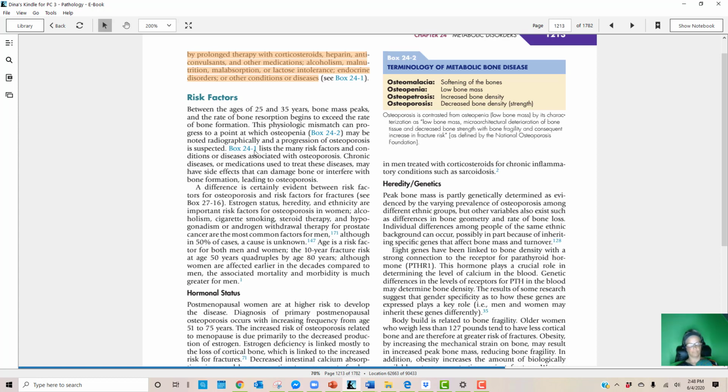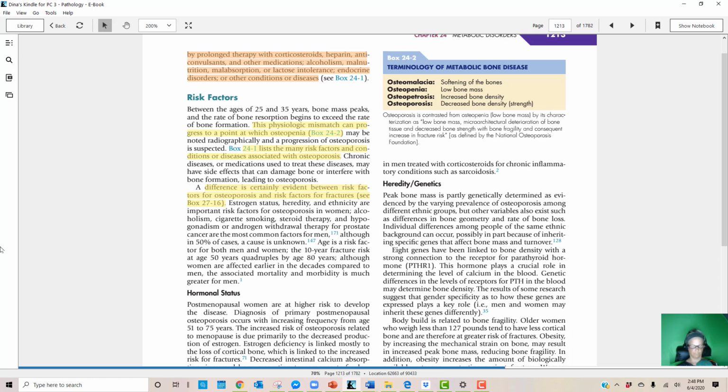See box 27.16. Estrogen status, heredity, and ethnicity are important risk factors for osteoporosis in women. Alcoholism, cigarette smoking, steroid therapy, and hypogonadism or androgen withdrawal therapy for prostate cancer are the most common factors for men. Although in 50% of cases a cause is unknown, age is a risk factor for both men and women.